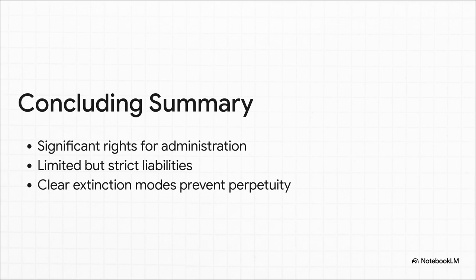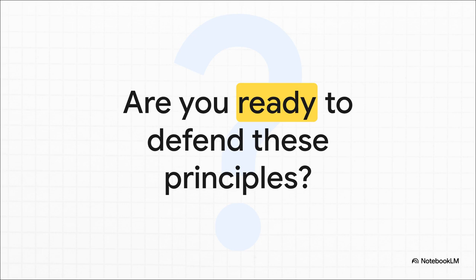Point 1. The beneficiary enjoys significant rights to ensure proper administration of the trust. Point 2. The beneficiary also bears limited but undeniably strict liabilities. Point 3. The law provides clear modes for extinction to ensure trusts do not continue beyond their purpose. A strong, decisive conclusion ties the rights, the liabilities, and the extinction modes neatly together in a bow. It proves to the examiner without a shadow of a doubt that you possess complete conceptual clarity of the entire Indian Trusts Act framework.